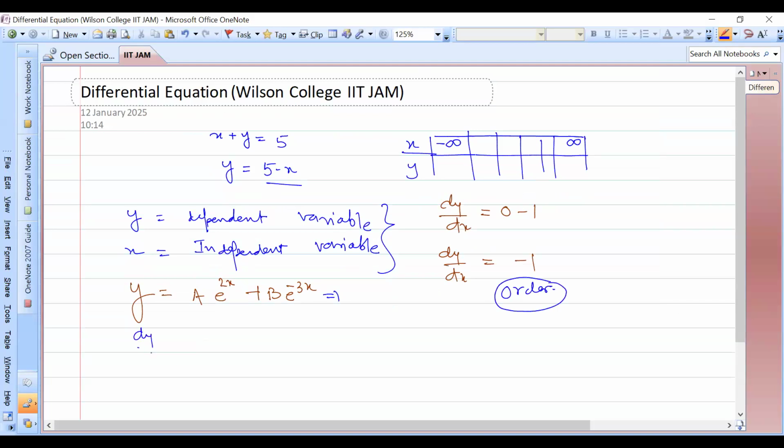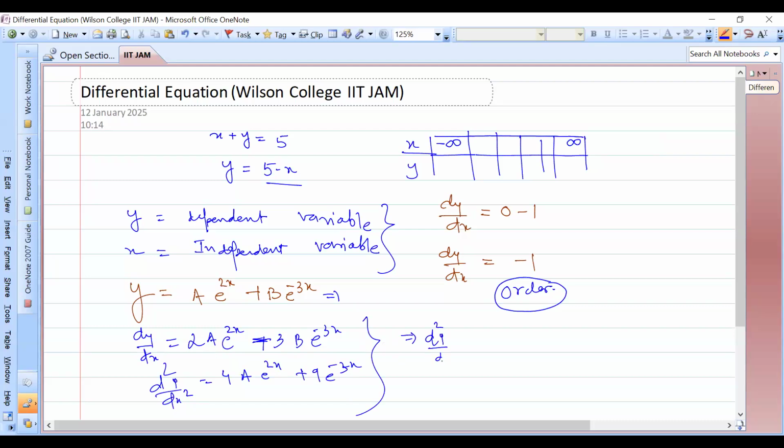Here if you consider dy by dx, this is 2a times e raised to 2x minus 3b times e raised to minus 3x. Again differentiate it. So d2y by dx2 equals 4a e raised to 2x plus 9b e raised to minus 3x. On simplifying, we get a second order differential equation d2y by dx2 plus 5x into y equals 0. Agreed? So this is your order. Order means how many times you are differentiating. That number of differentiations is known as order.